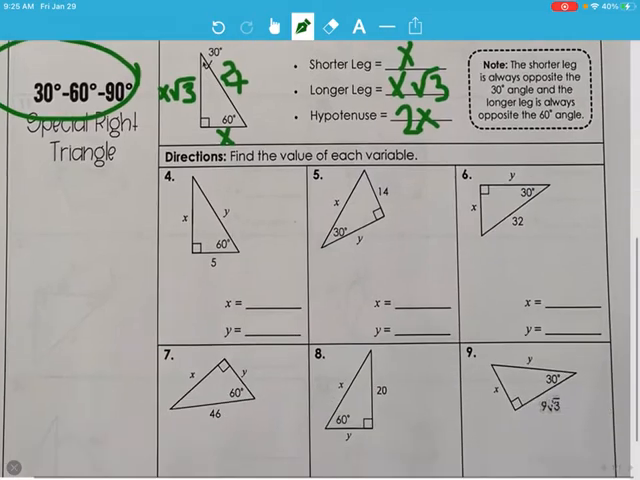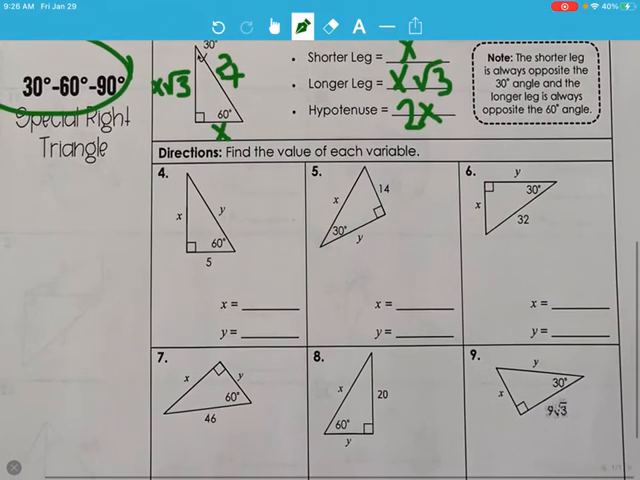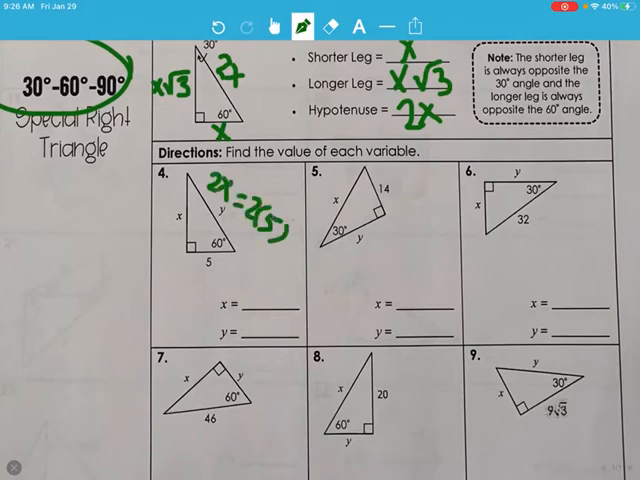So we're going to go straight into the examples. The side they give me is the shortest leg, right? And that is 5, which is awesome because they give me what X is. So then hypotenuse is 2X, which is 2 times 5. And my longer leg is X root 3, so it is 5 root 3. So X is 5 root 3. Y, 2 times 5 is 10.